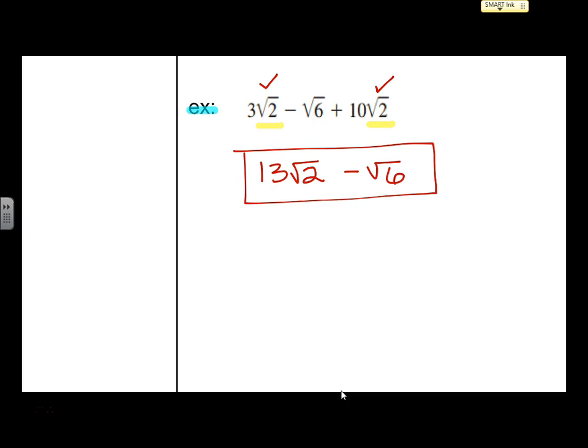Alan, pretend as though it's 3 times x and 10 times x, and this is a y. I'm only allowed to combine if they are alike. So, 3 root 2s and 10 root 2s make 13 root 2s. I just add them, but only if they are alike. It's just 3 plus 10. 3 plus 10 is 13. That makes sense.